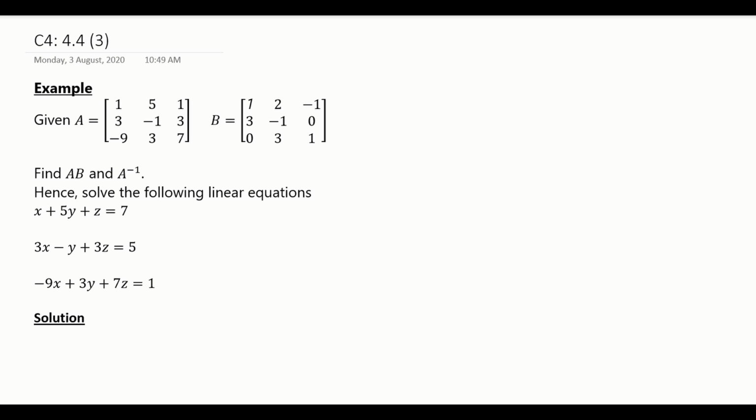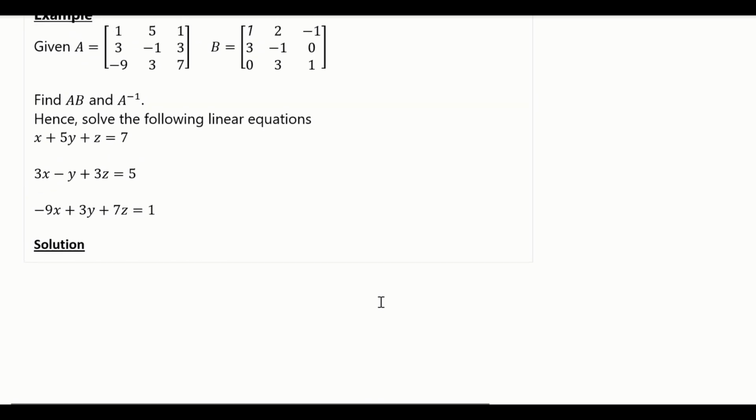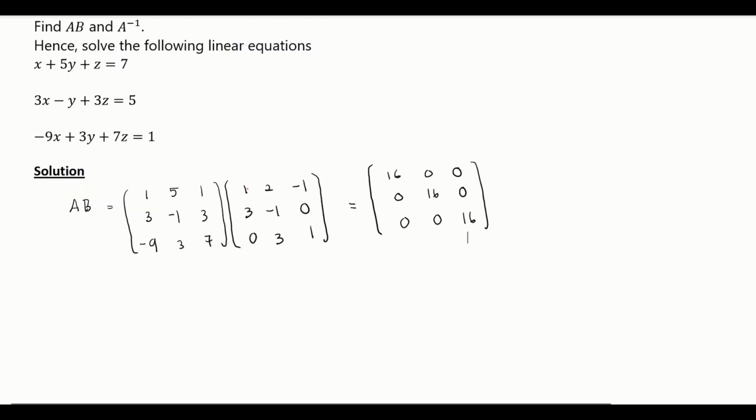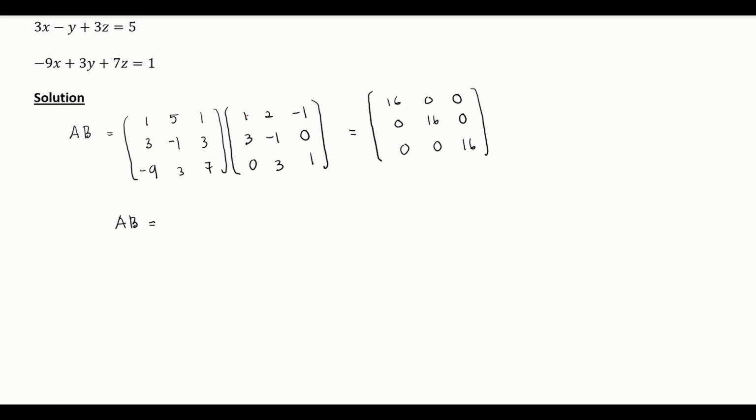First, we do the first part of the question, which is to find A times B. A times B is just the matrix A times the matrix B, so we just multiply this. By now, I think you know how to do this multiplication, so we directly write the answer, which is 16, 0, 0, 0, 16, 0, 0, 0, 16. In your exam you must show how you get this. For the sake of this video, I skip the intermediate step. So A times B is equal to 16 0 0 0 16 0 0 0 16, which is equal to 16I. That is A times B.